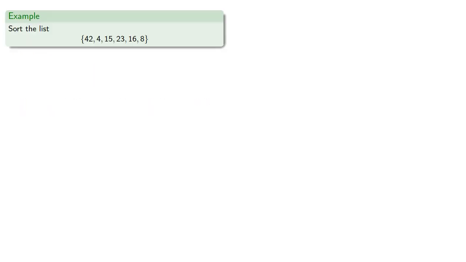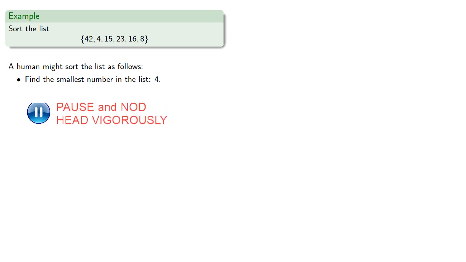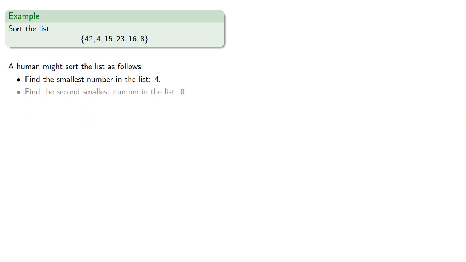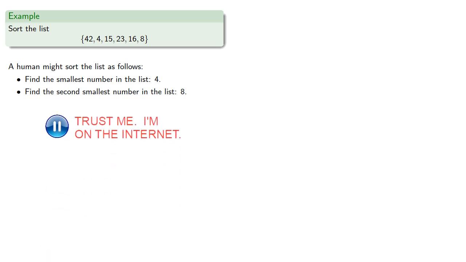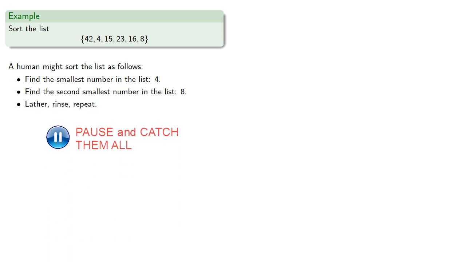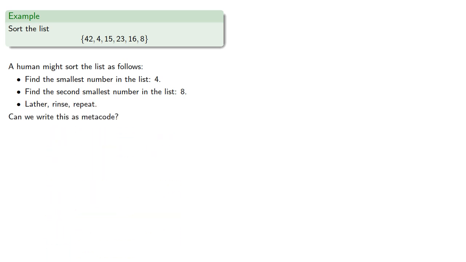For example, say we want to sort the list. Now, a human might sort the list as follows. Find the smallest number in the list, which is 4. Find the second smallest number in the list, which is 8. Then lather, rinse, repeat. So can we write this in metacode?